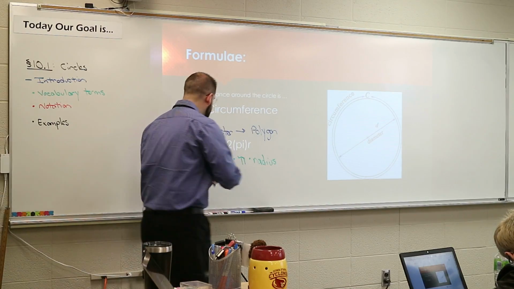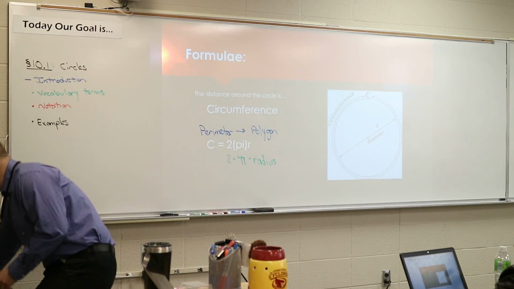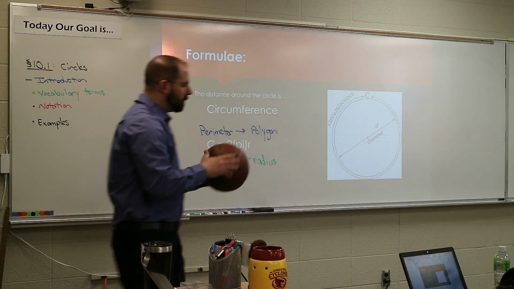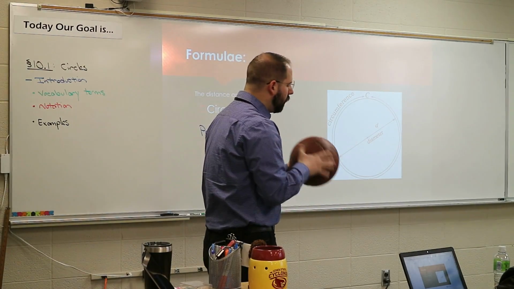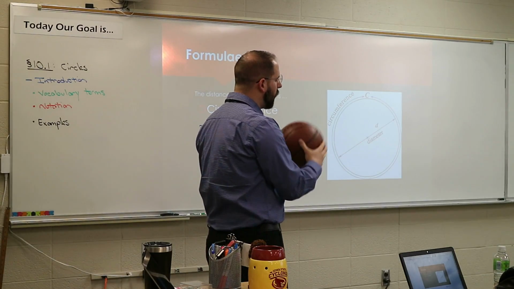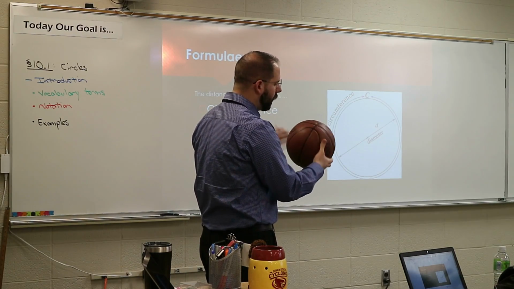So one of the objects I was thinking of was a girl's basketball, right? I have one. So the idea is that to find the circumference, the distance around, it'd be like this little black line going all the way around the object.